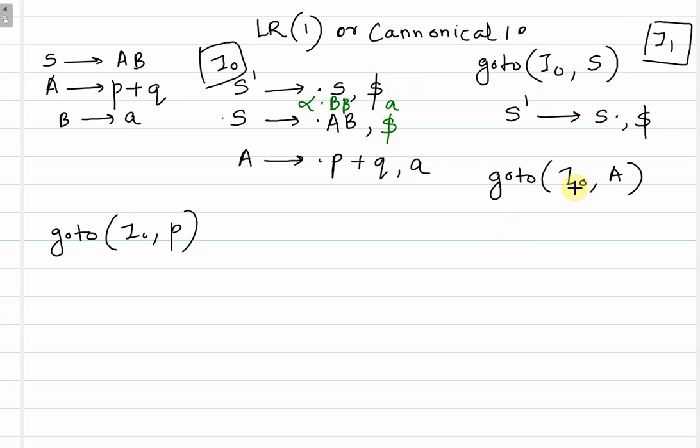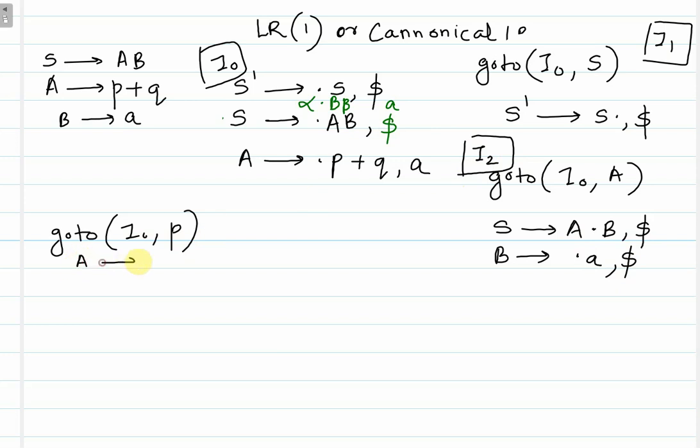Then goto of I0 on A, considering this production, will be S → A.B, $. Now after the dot there is a non-terminal symbol B, so enter B's production, B → .A, and map this to α.Bβ, A, so you get $ as the lookahead symbol. This will be I2. Goto of I0 on P will give A → P.+Q, a. This will be I3.